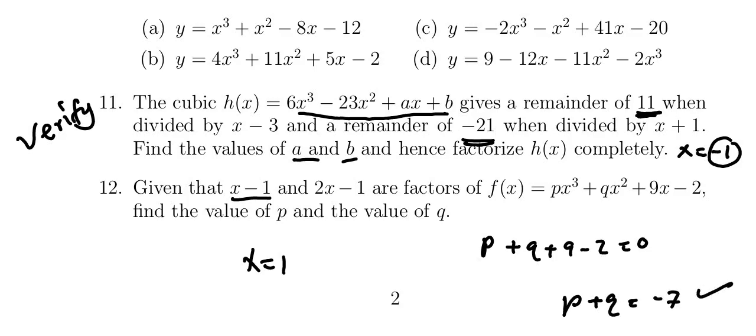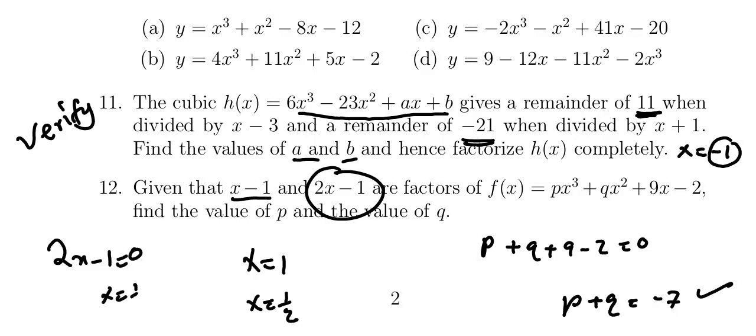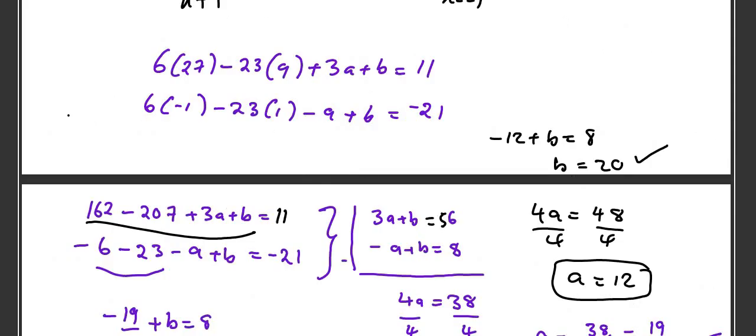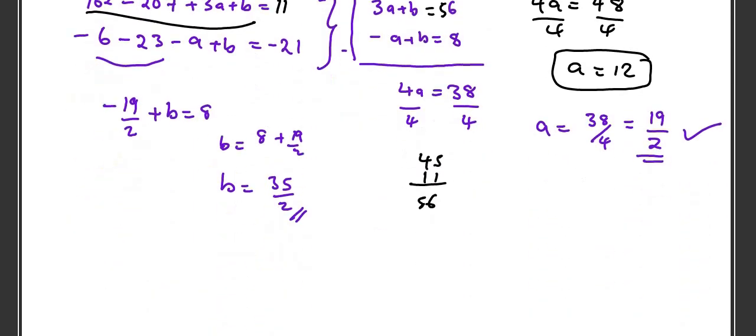This is equation 1. Then the next one, this is simply x is equal to 1 over 2 when you solve this, right? 2x minus 1 is equal to 0. So x is equal to half. When you put half in the whole expression, they're saying it should also be equal to 0. So we already have p plus q is equal to -7.